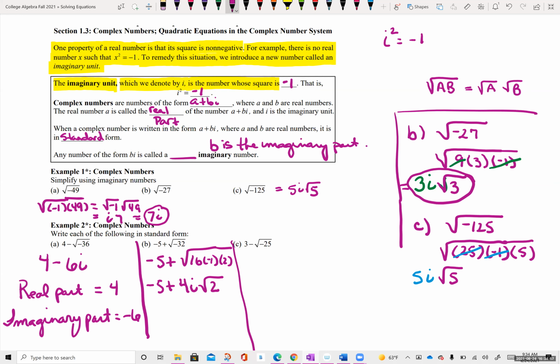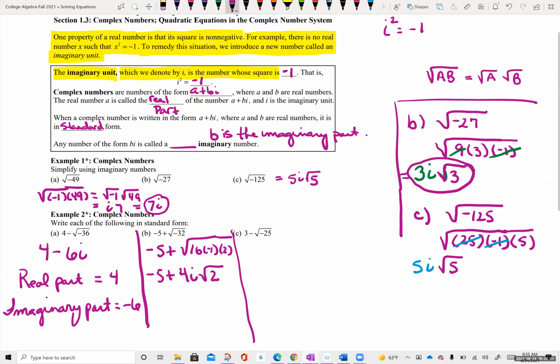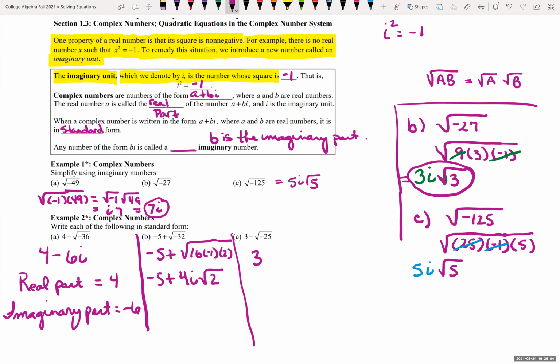And then part C, 3 minus the square root of negative 25. Well, that's 3 minus square root of negative 25. This is 5i.